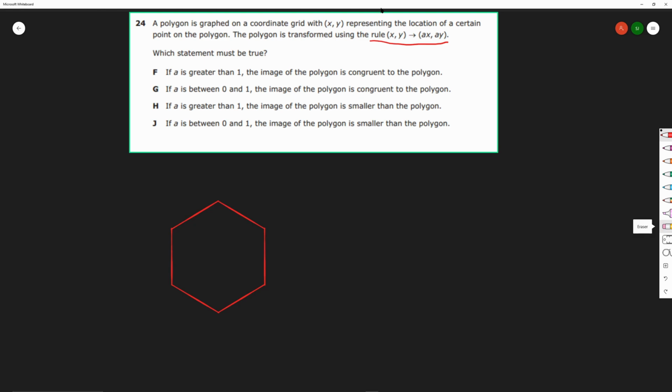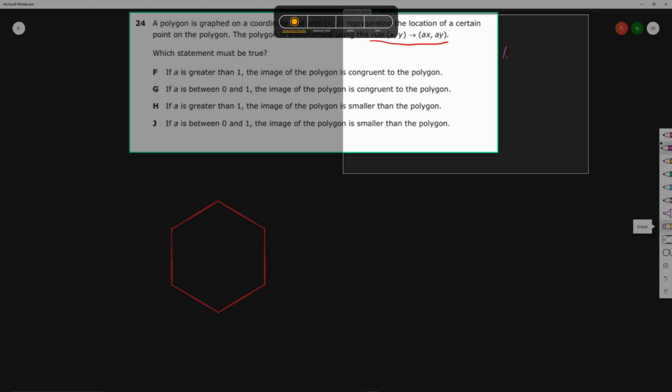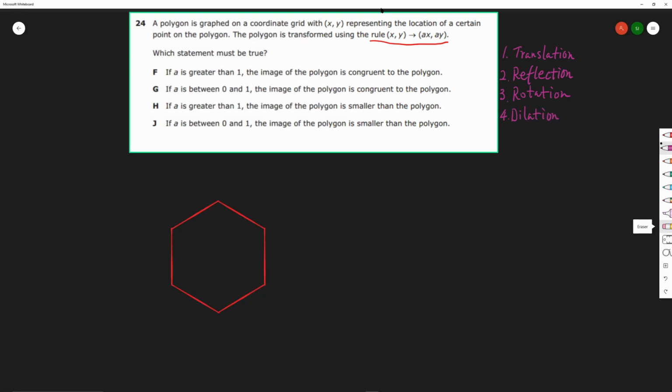About transformations, we have learned about 4 types of transformations so far. We have learned about translation. We have learned about reflection or flip. We have learned about rotation. And we have learned about dilation, to resize. So what type of transformation is this one?